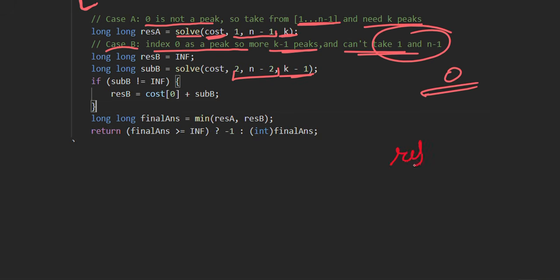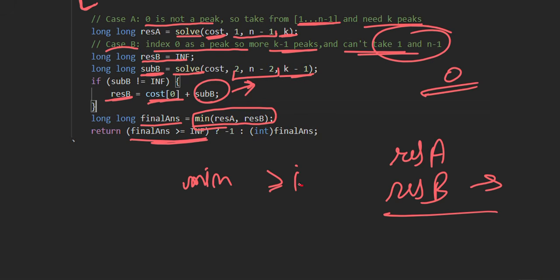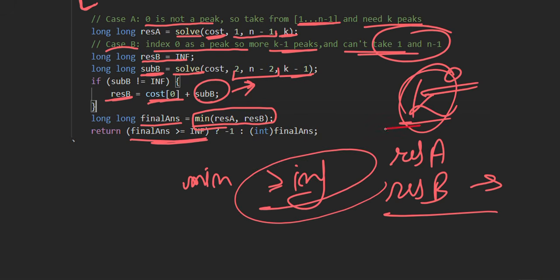After this we get result of A and result of B. Suppose result of B is initially infinite, right? If we get the solution of B not equal to infinite, then result of B is cost of 0 plus the solution that we get from the solve function. What we need to return is the minimum cost, so we return the minimum of result of A and result of B. That is our final answer. But if our final answer is greater than or equal to infinite, it means it is not possible to make k peaks, right? So we return -1, else we return our answer.